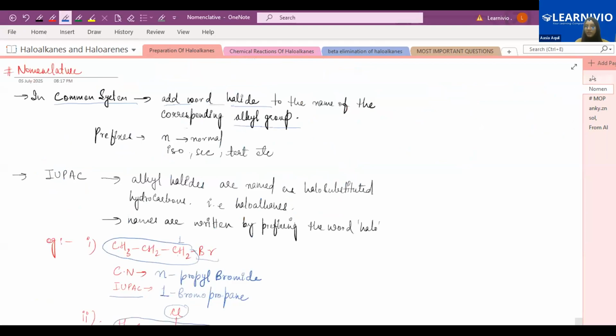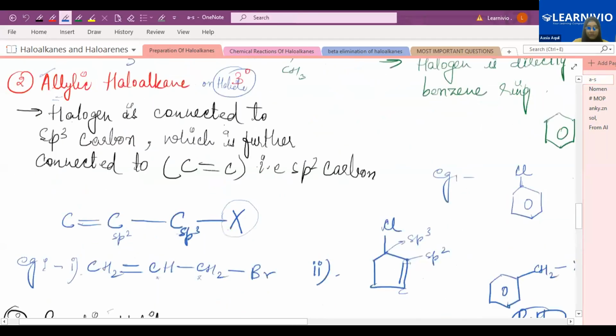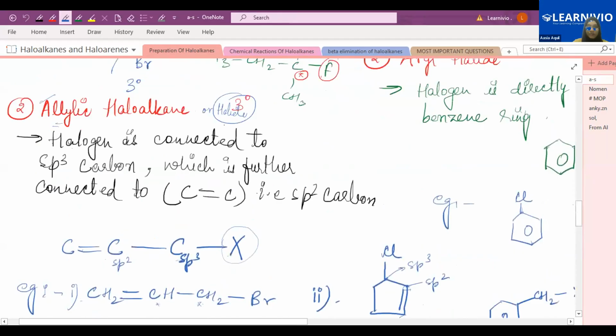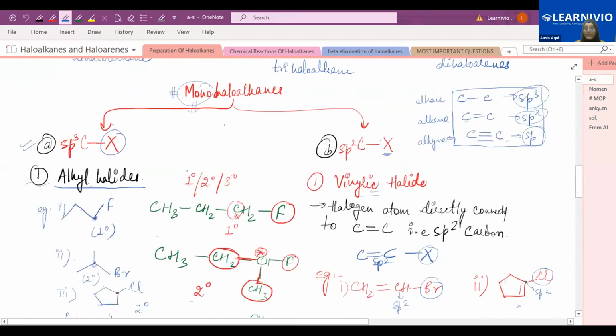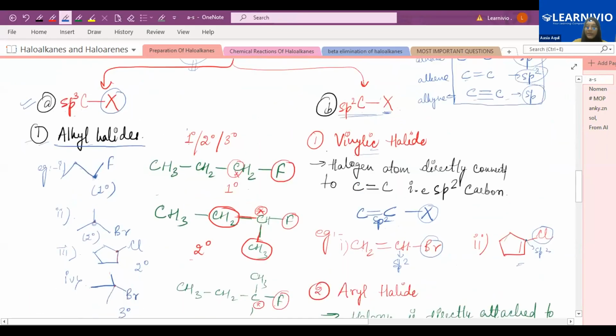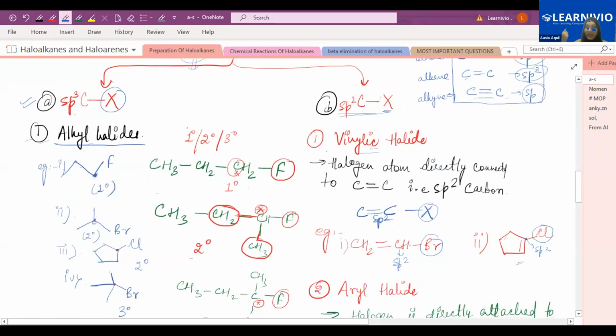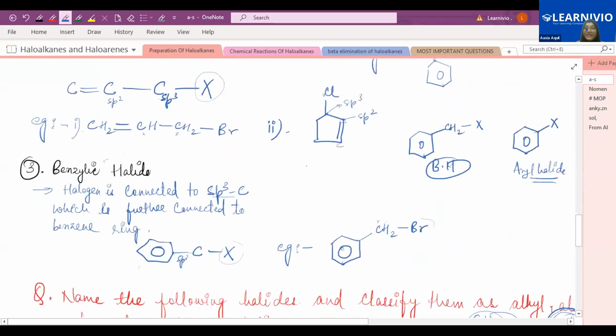See, so we have discussed monohaloalkenes. Monohaloalkenes are basically of two types. First one, when the halogen group is attached to the sp3 hybridized carbon. And the second one is when the halogen group is attached to the sp2 hybridized carbon. Right? And in this we studied that in the sp3 hybridized carbon, there are three types: alkyl halide, allyl halide, and the benzyl halide. You said benzyl halide, right?